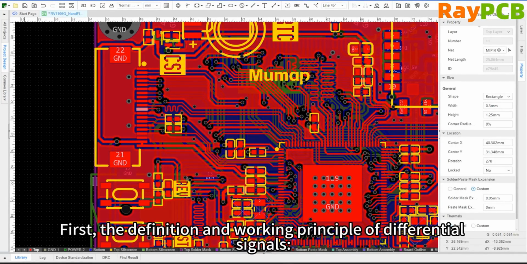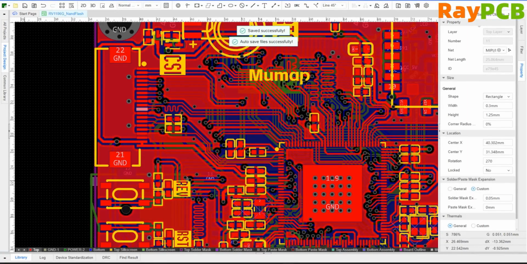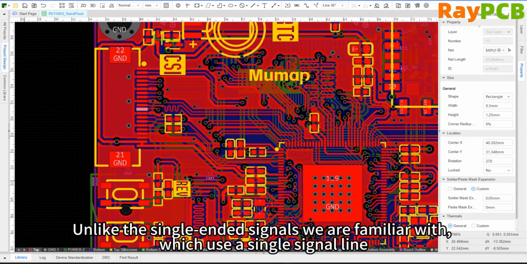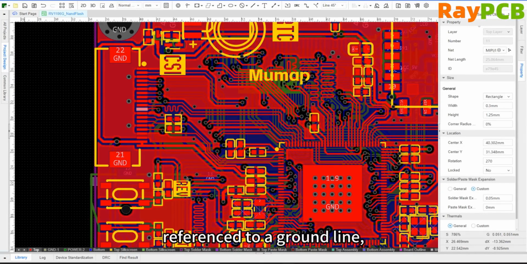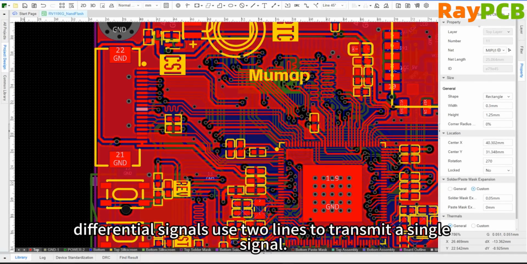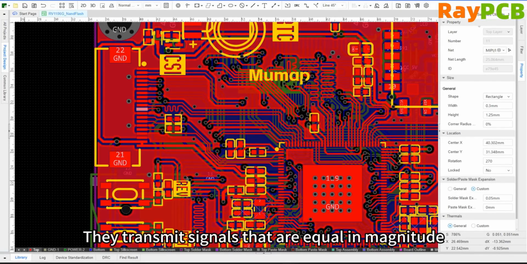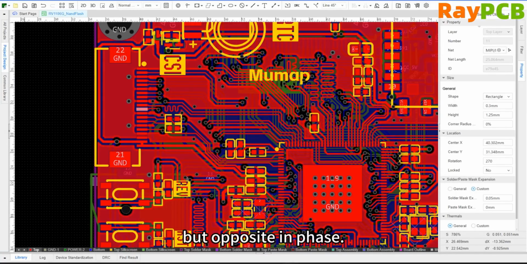First, let's talk about the definition and working principle of differential signals. What is a differential signal? Unlike the single-ended signals we're familiar with, which use one signal line referenced to ground, a differential signal is transmitted using two wires, usually called a differential pair. These two wires carry signals that are equal in magnitude but opposite in phase. For example, if one wire carries +1 volt, the other wire will carry -1 volt.